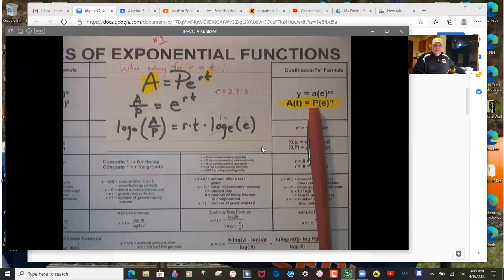So in my overhead back up here, we're going to end with the continuous growth and decay formula, which, yes, spells my last name, but it's not because of my last name. And I think I'm going to actually use the PERT formula today.